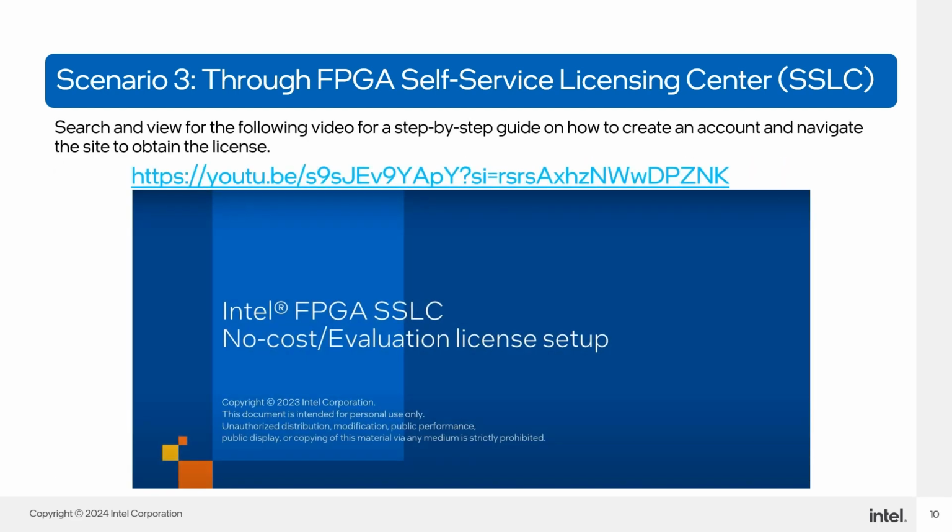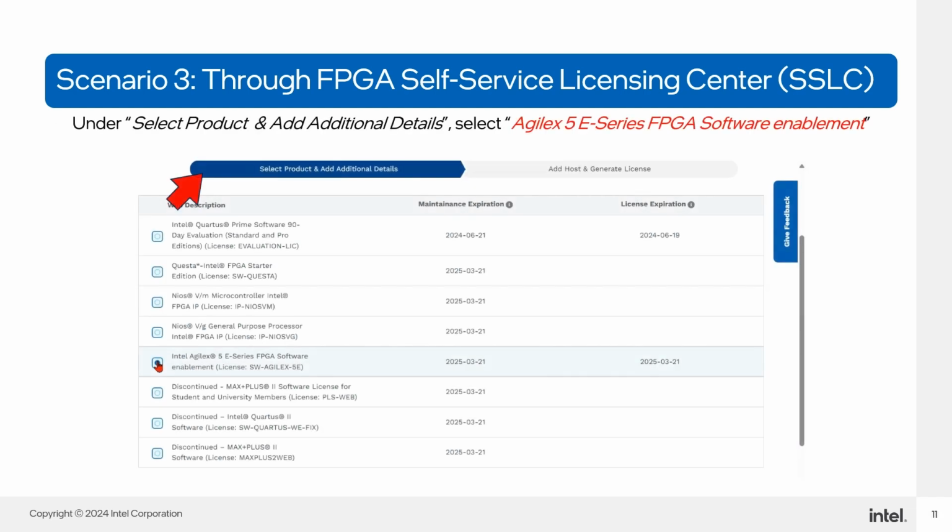If you require guidance to create an account, search and view the following video for a step-by-step guide on how to create an account and navigate the site to obtain the license. By following the video guide, in Select Product and Additional Details, choose Agilex 5 E-Series No-Cost License and generate the license. Watch the video to learn the step-by-step guide on how to generate the license.